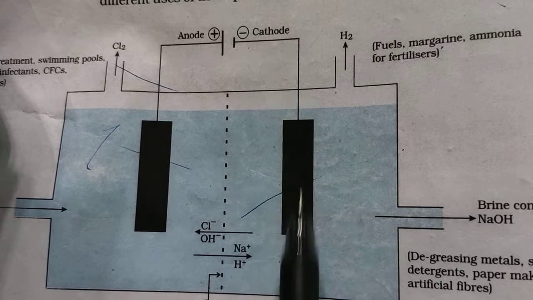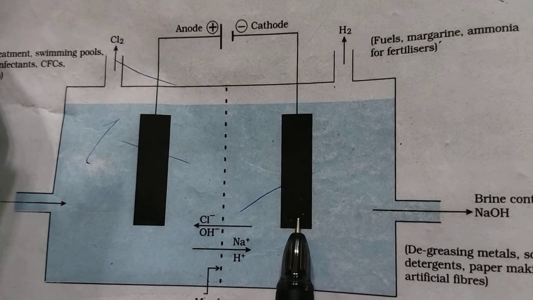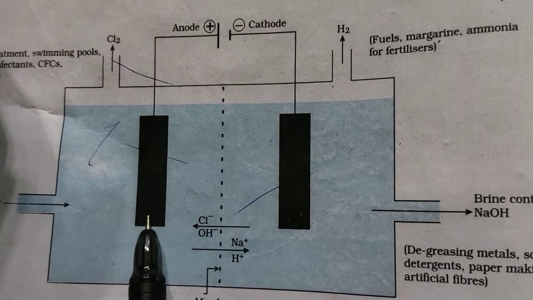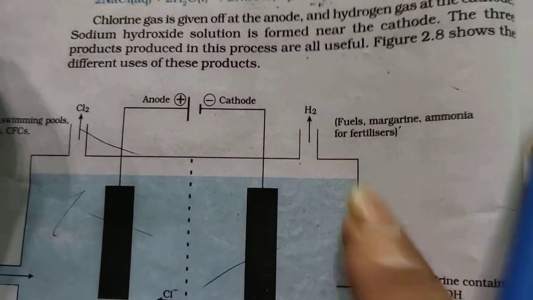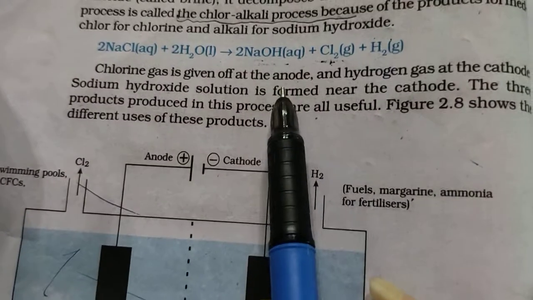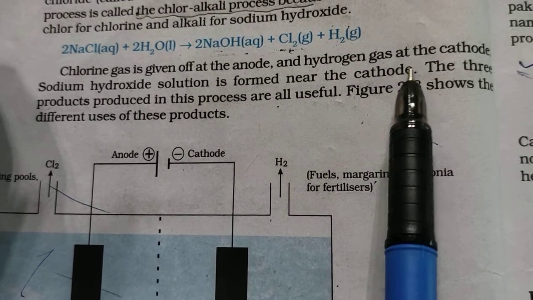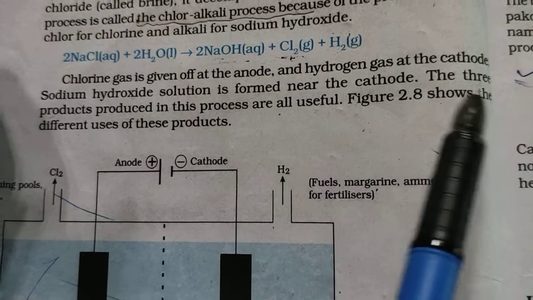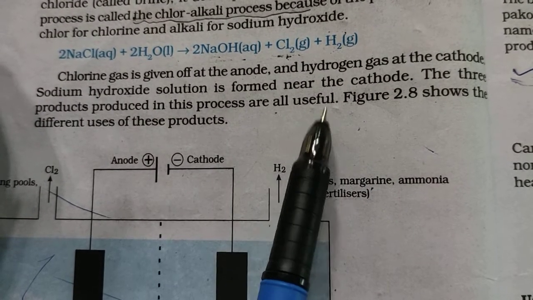This is called the cathode, and the ions attracted to it are called cations, and anions go to the anode, which is the positive electrode. Chlorine gas is given off at the anode, and hydrogen gas at the cathode. Sodium hydroxide solution is formed near the cathode. The three products produced in this process are all useful.